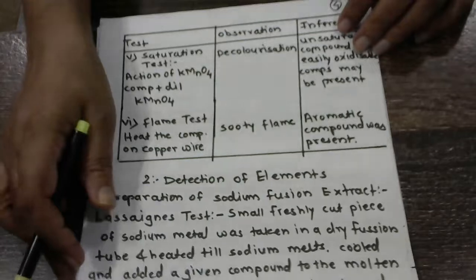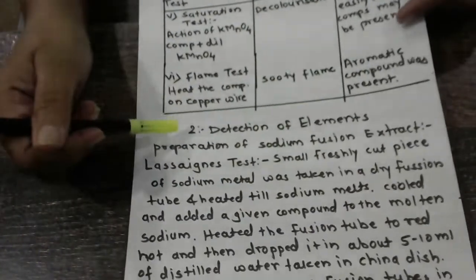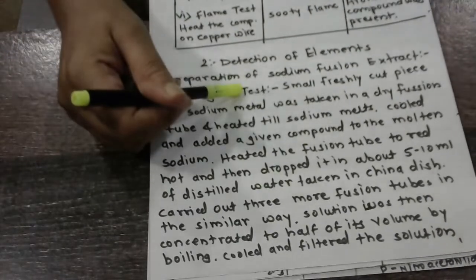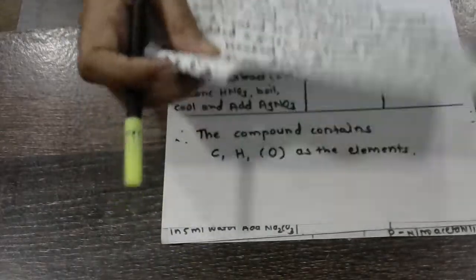So the next step is detection of elements. Now all of you know the procedure of how to prepare sodium extract with the help of Lassaigne's test. So go through this step and prepare the sodium extract.